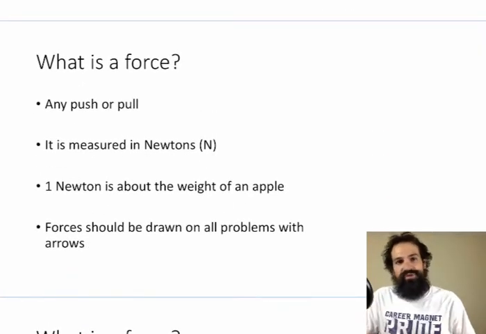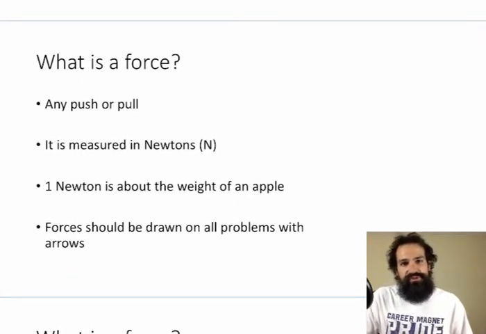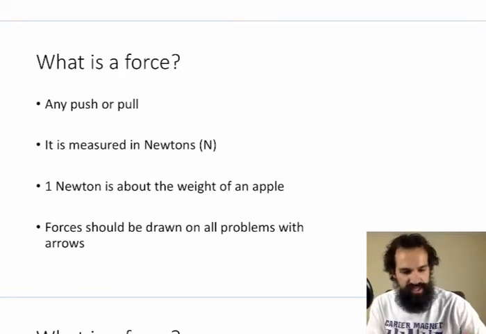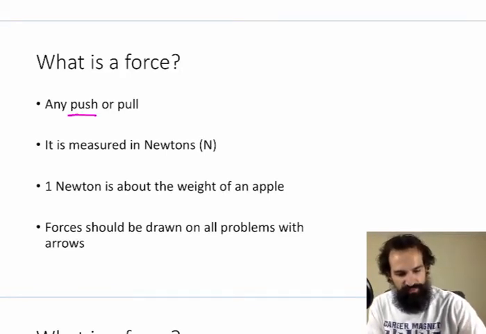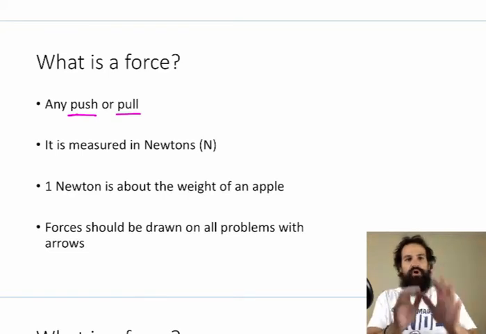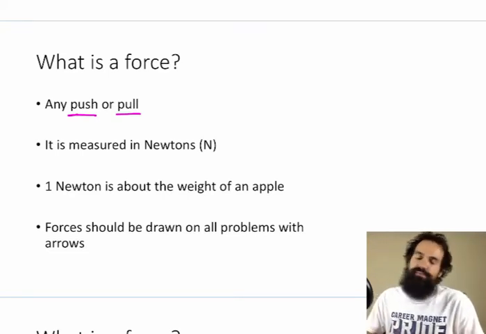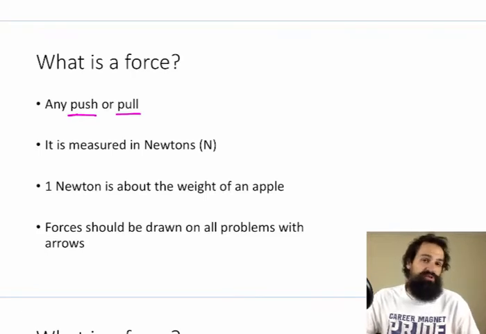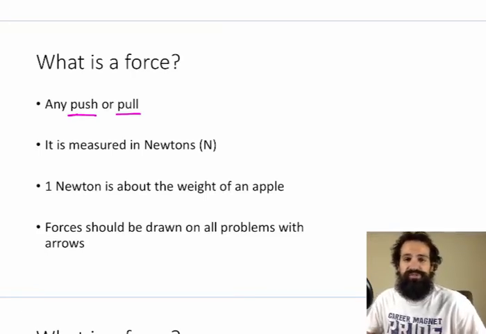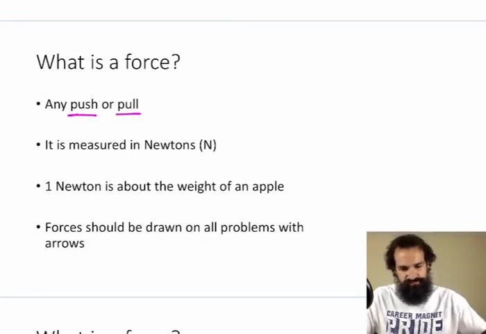So, number one, we need to discuss what a force is. A force is defined as any push or pull. So, if you push on the wall, you are applying a force to it. It doesn't matter if it moves or not. All that matters is if it's being pushed or pulled. And forces are measured in newtons.